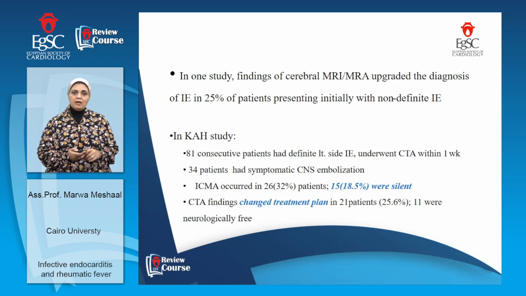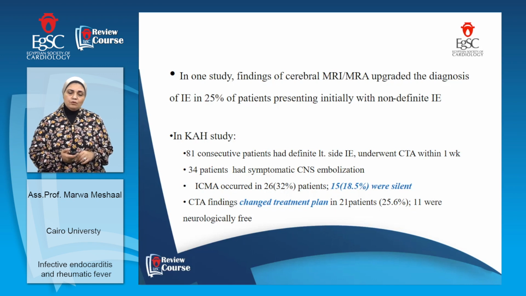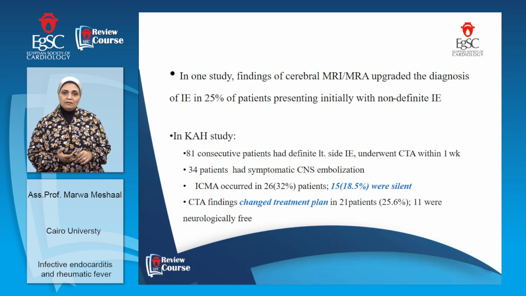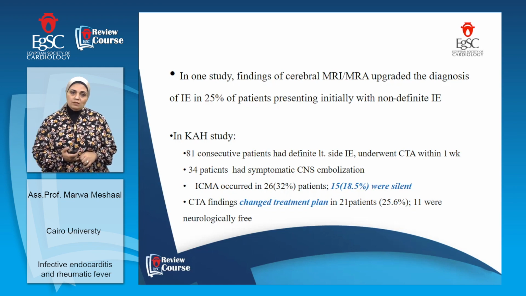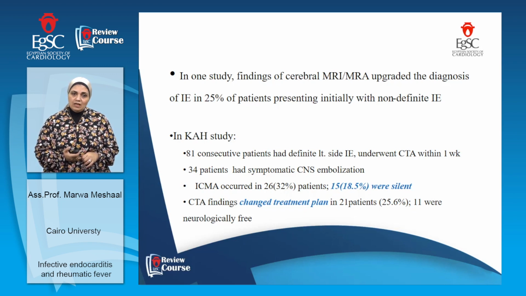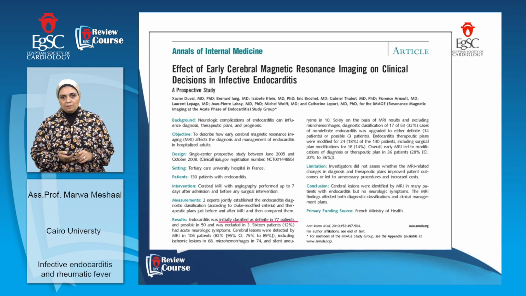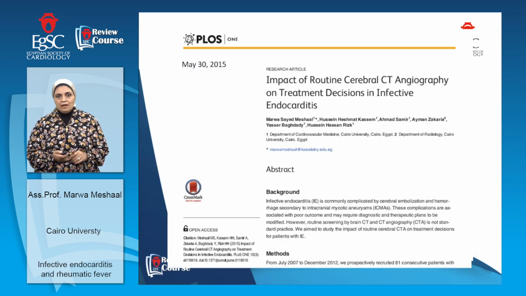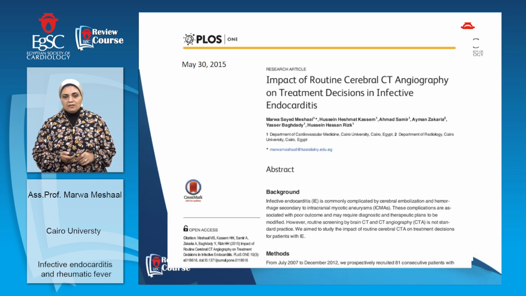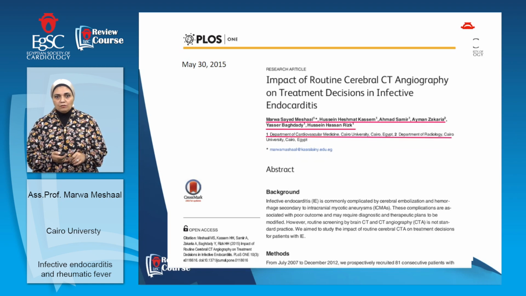In one study, finding of the cerebral MRI-MRA upgraded the diagnosis of infective endocarditis in 25% of the patients presenting initially with non-definite infective endocarditis, and it modified the management plan in about 24%. Another group performed a study on 81 consecutive left-sided infective endocarditis patients who underwent brain CT angiography within 1 week. 34% had symptomatic CNS embolization, and the intracranial mycotic aneurysms that were asymptomatic were found in 15 patients, and the CT angiography changed the management plan in 21 patients, accounting for 25.6%. This is the published European study where they used the MRI-MRA, and this is Qasr Al-Aini where we used the routine cerebral CT angiography for the treatment decision management in infective endocarditis patients.